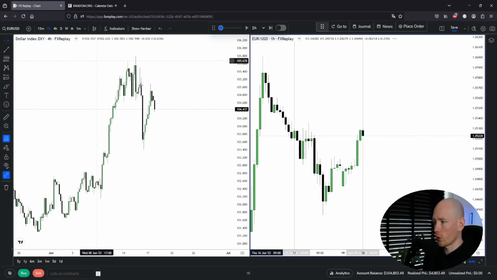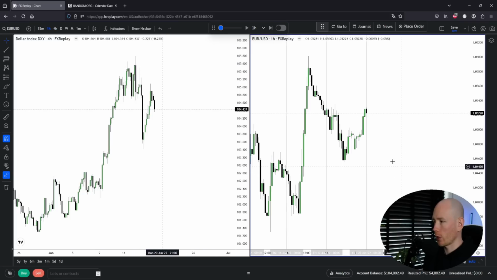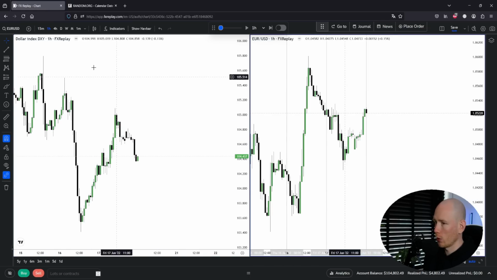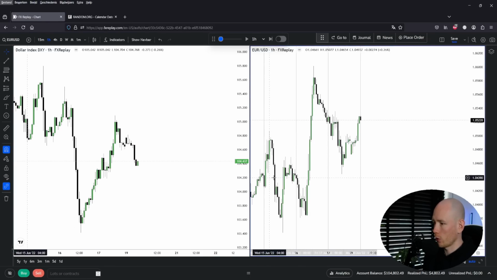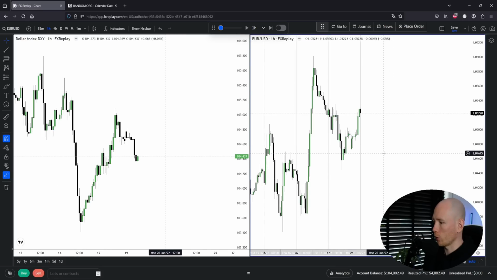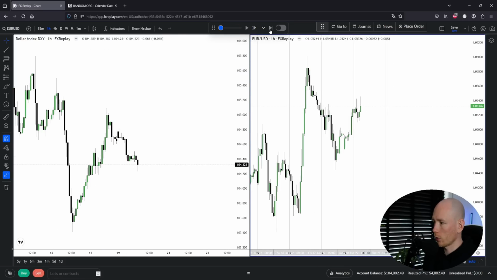So let's skip Monday, see what it does. If we actually get some bullish price action, we can look for one more buy setup on the euro. Alt V, man, not Alt space, come on. Alt V, let's skip this daily candle, see what it does.